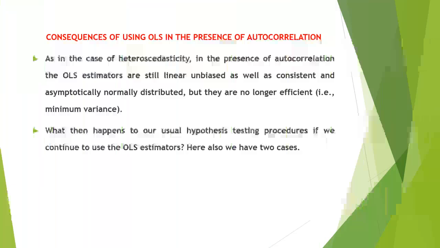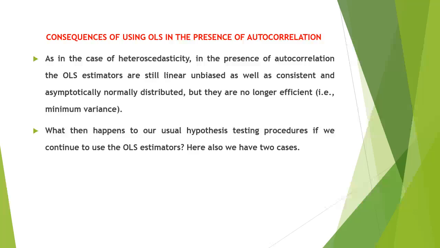Now let us summarize the above discussion by pointing out all the consequences of using OLS in the presence of autocorrelation. We have already seen that in the case of heteroscedasticity, the OLS estimators are linear, unbiased, as well as consistent and asymptotically normally distributed, but they are no longer efficient, that is, they do not have the property of minimum variance. In the same way, in the presence of autocorrelation also, the OLS estimators are linear, unbiased, consistent and asymptotically normally distributed, but they do not hold the property of minimum variance.